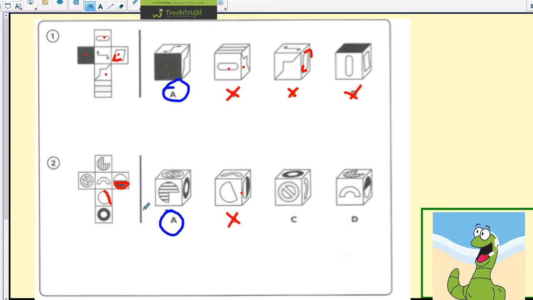In terms of C, it can't be C because we have a pair. We shouldn't have the arch and the circle on the same cube. These should be on opposite sides, so can't be C. And if we look at D, we should have very similar to this one. The circle's the wrong way around because look, this white side is closest to my little Pac-Man, and yet on this one I've got the black side closest, so it's not D.